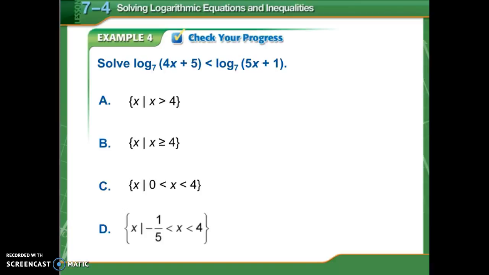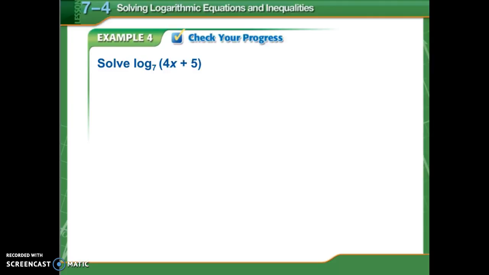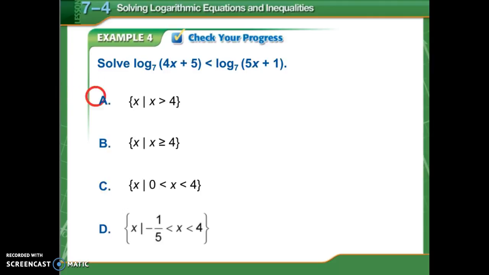Okay, check your progress problem. Similar concept here. Moving on to the next screen, we find that our answer is choice A, all x values greater than 4. This was a real quick lesson. This is the end of Unit 3, Lesson 4 on solving logarithmic equations and inequalities.